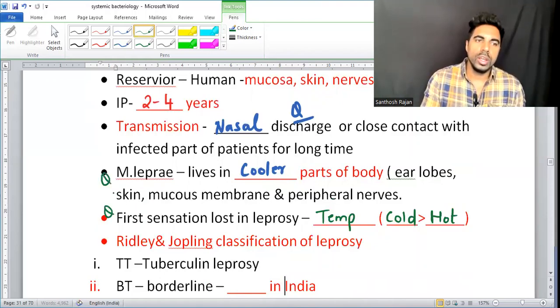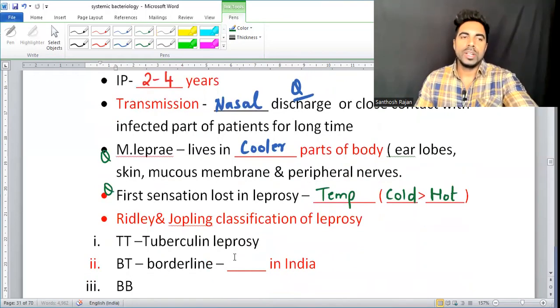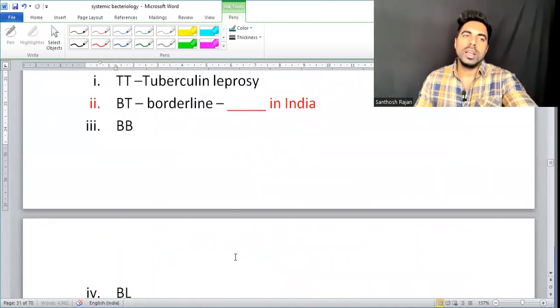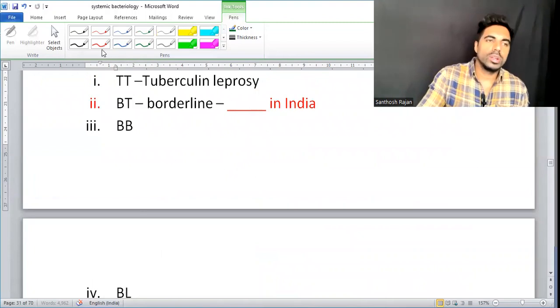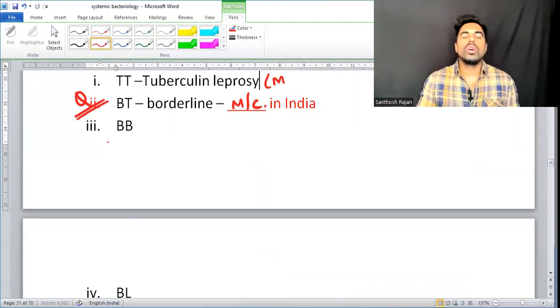Question. Okay. And Ridley and Jopling classification. Ridley and Jopling classification is for leprosy. We have 5 types. TT, BT, BB, BL, LL. Okay. So TT is tuberculoid leprosy, which is the most common overall, but in India, which is the most common one, BT. BT is the most common one in India.